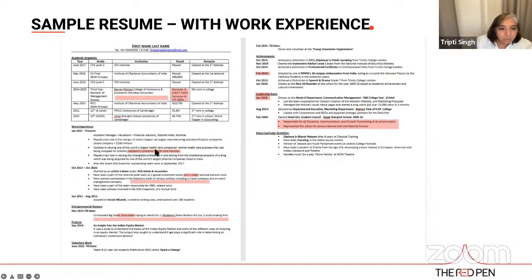Assisted in valuing one of the world's largest healthcare companies' animal healthcare business that was being swapped for another company's consumer healthcare business. I don't understand this. I don't understand this point at all, right? I would definitely speak to this applicant and say, okay, can you please explain to me what you did? What do you mean by assisted in valuing?